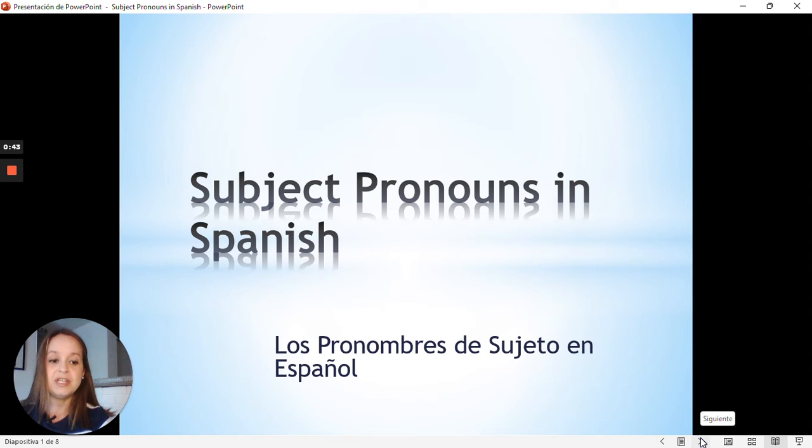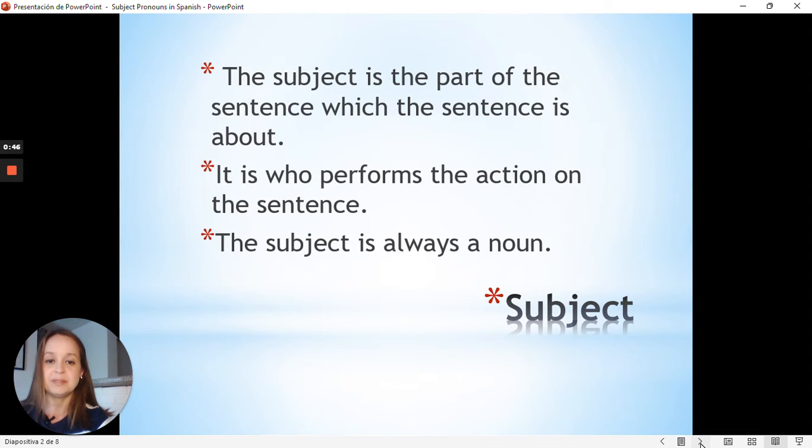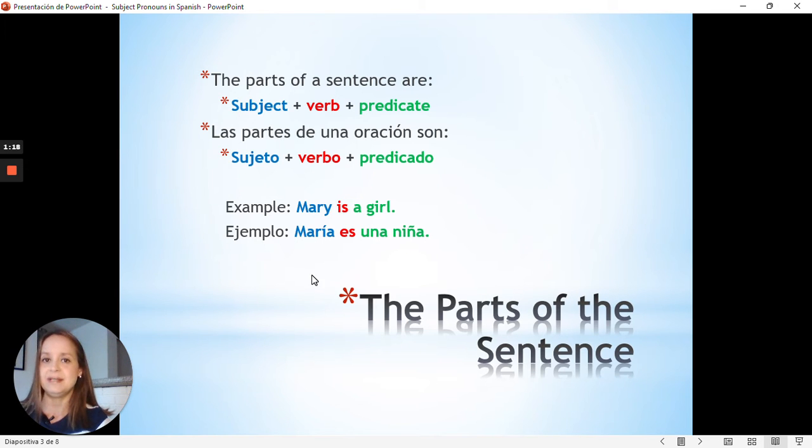Let's go over the definition of what a subject is. The subject is the part of the sentence which the sentence is about. So it is exactly the person, the noun, the animal, the thing that the person talks about. It is who performs the action in the sentence. So if you say Mary runs fast, Mary is the subject because Mary performs the action runs, to run. And the subject is always going to be a noun. This is a general rule that you have to keep in your mind always, okay? Don't forget that.